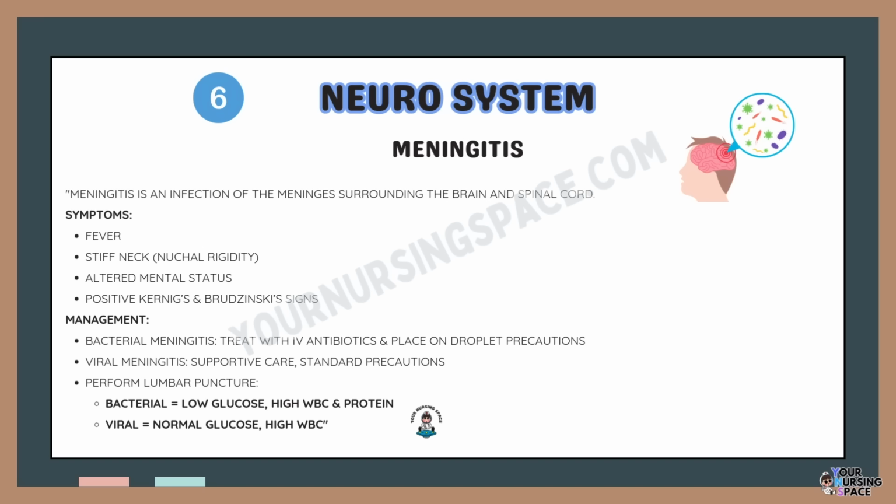The management of meningitis depends on the cause. Bacterial meningitis requires IV antibiotics and droplet precautions, while viral meningitis is treated with supportive care and standard precautions. Diagnosis is confirmed through a lumbar puncture. If bacterial, the cerebrospinal fluid will show low glucose, high white blood cells, and increased protein. In viral meningitis, glucose levels remain normal while white blood cells are elevated.